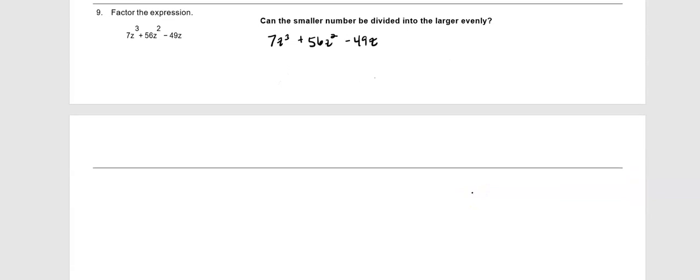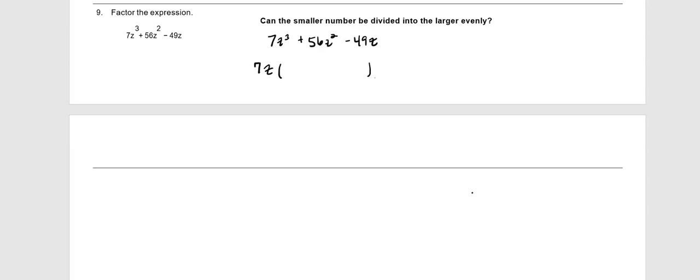The next question, factor the expression 7z to the third plus 56z squared minus 49z. We want to begin the factoring process by finding the GCF. We have 7, 56, and 49. Can the smaller number be divided into the larger evenly? We have 7 that definitely divides into 56 evenly, and 7 also divides into 49 evenly. So we can stop there. We know that 7 is a part of our GCF. Comparing our variables and their exponents, z to the third, z squared, and z, we'll be using z.